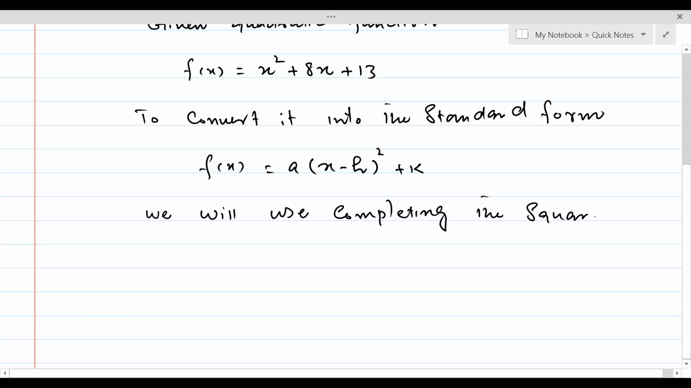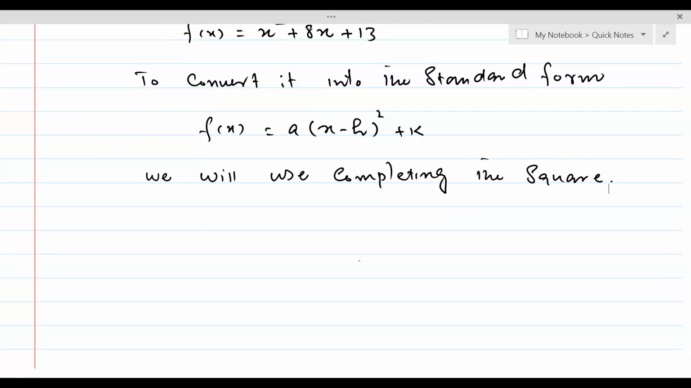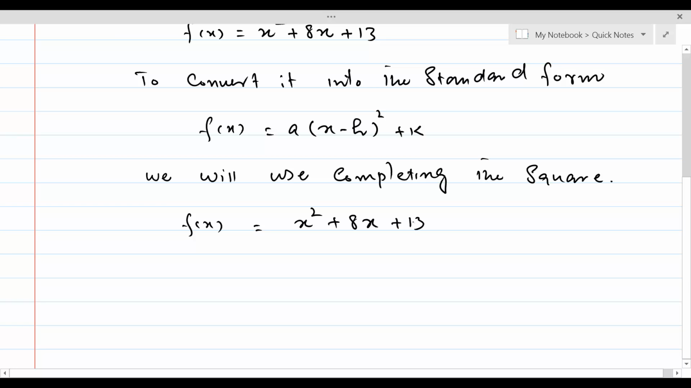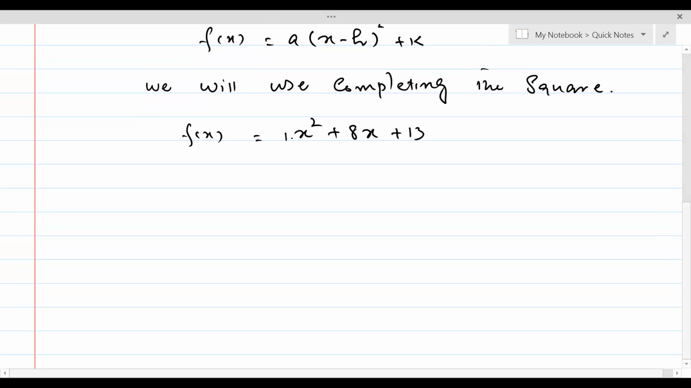And how we apply that method is this way. f of x is equal to x square plus 8x plus 13. The first step that we do is that we need to make the coefficient of x square equal to 1. But here it's already 1. So that's fine. Let me write it down as a step 1.